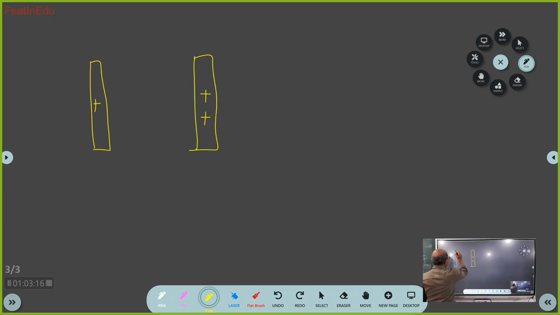Now, if I connect a wire between them, what did I tell you? Charges flow from higher potential to lower potential. So this has got higher potential, this has got lower potential. Got it? So charges will flow.